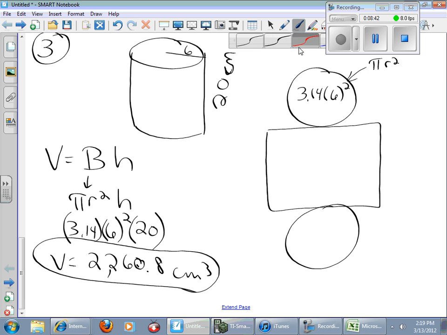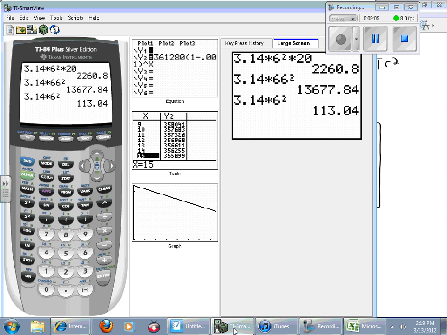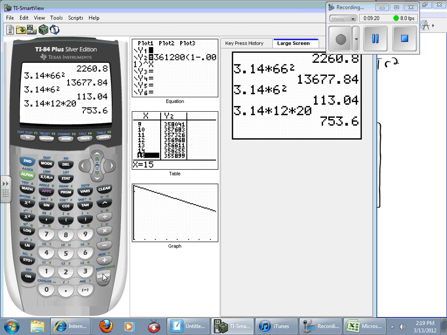So this would be 113 and 4/100ths. That is the area of that circle. It's also the area of this one. Okay, now to do the rectangle, remember, it's the circumference times the height. And the circumference is pi d times the height. So I'm going to do 3.14. 12 is the diameter, and the height is 20. So now I can go to my calculator for that. 3.14 times 12 times 20, and I'm going to get 753 and 6/10.